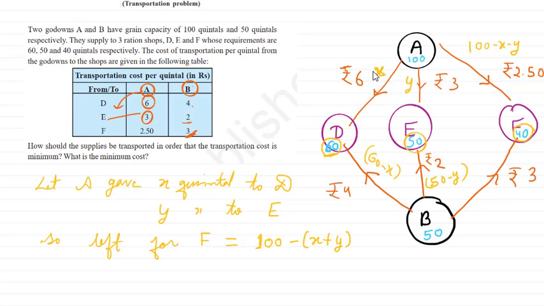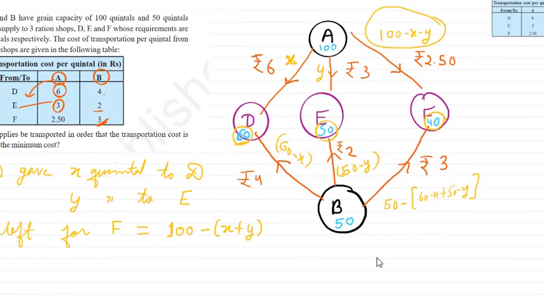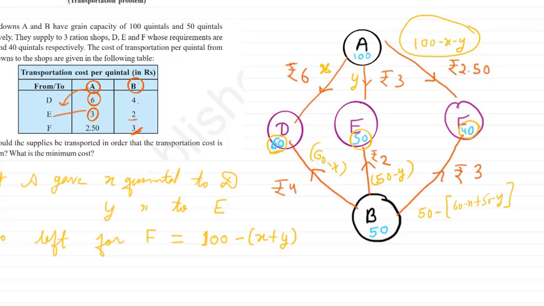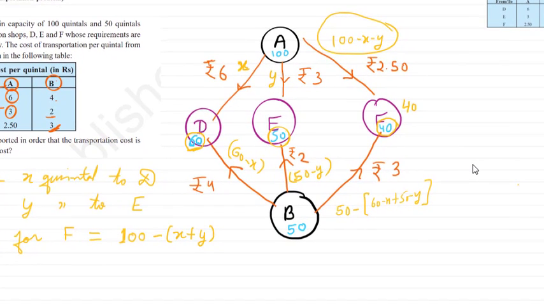So from B it will take, and here you can do it in two ways. Like you can do it in this way, 40 minus this thing, it will take from B. Or else, B has only 50 quintals, so B can only give 50 minus (60 minus X plus 50 minus Y). So B can only give that much. Either you can do it this way, or you can do something else here. With this also you can take, because the capacity of F is only 40, and it has already taken how much?